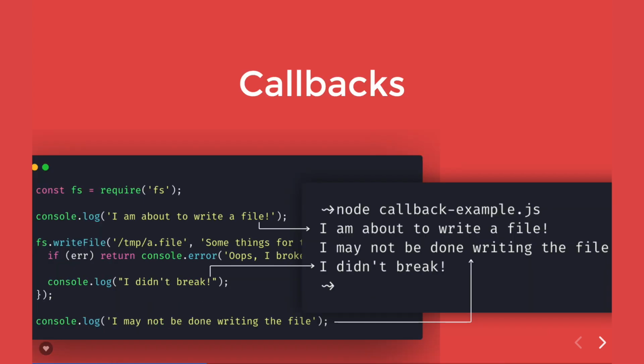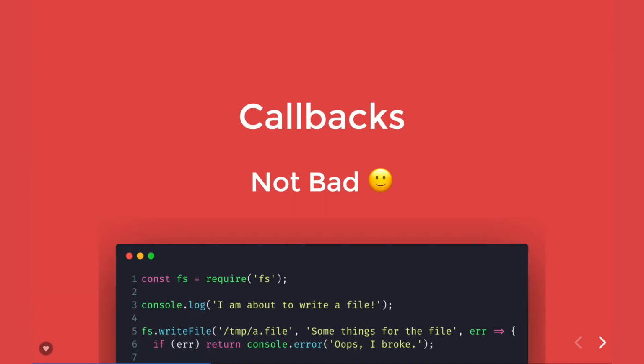So the thing about asynchronous code like this is that when I'm executing, we don't execute in order, as we've seen yesterday. So I'm about to write the file, and then I fully skip over that callback, right? Because the whole process hasn't ticked around. And then I print, I may not be done yet. And then I print, yes, I didn't break. Woohoo! Good. So that's how that works.